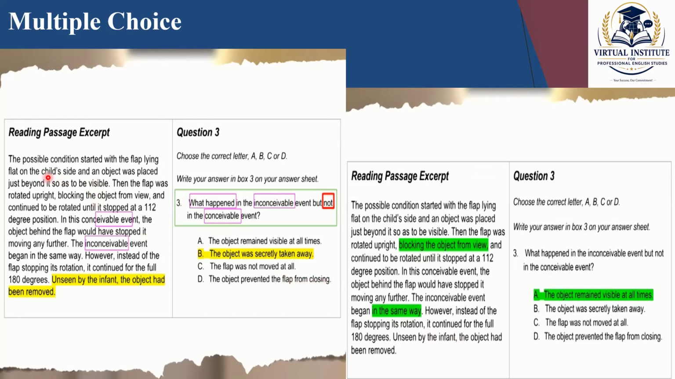Now, the first thing that we need to do is find the keywords conceivable and inconceivable. So they are here, conceivable event and inconceivable event. You can see it here, right? Okay. Then we need to see what happened in the inconceivable and not in the conceivable. You can see it here.